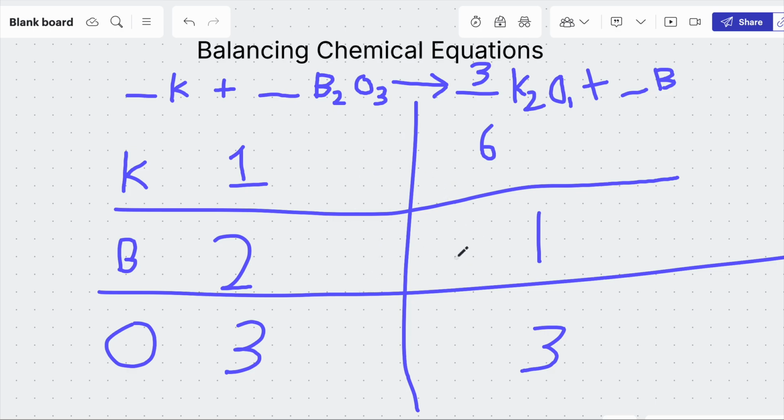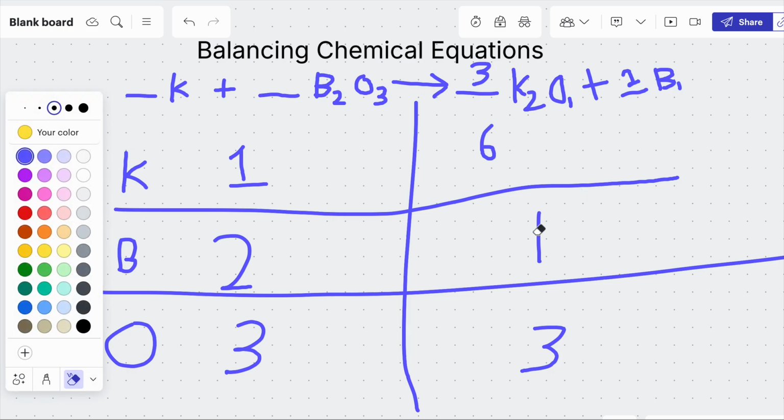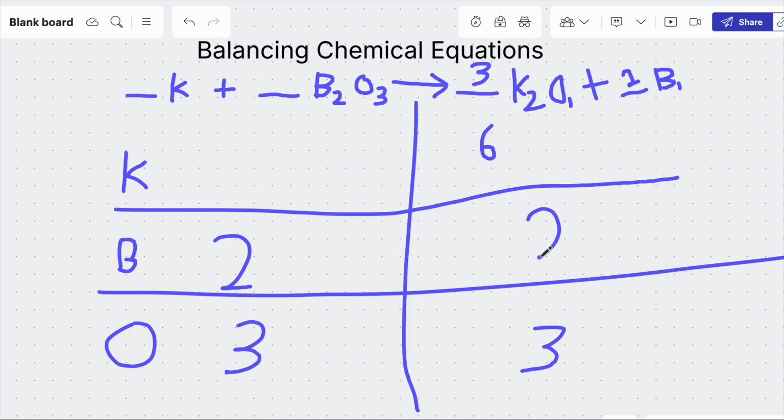I'm going to go with B's first. Doesn't really matter what you do. Yeah, so we have 2 B's on this side, 1 on this side. So we need to fix our B's over here. Since we just have B by itself, remember that'd be B1. Yeah, we'll just slap a 2 there, because 2 times 1 would give us 2 in total. I'm just going to reset ahead of time. So 2. Now, we need to fix our K's over here.